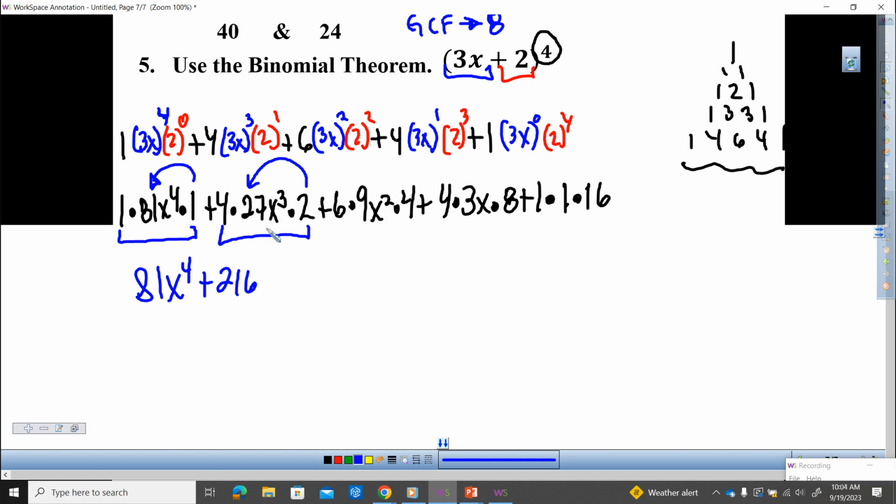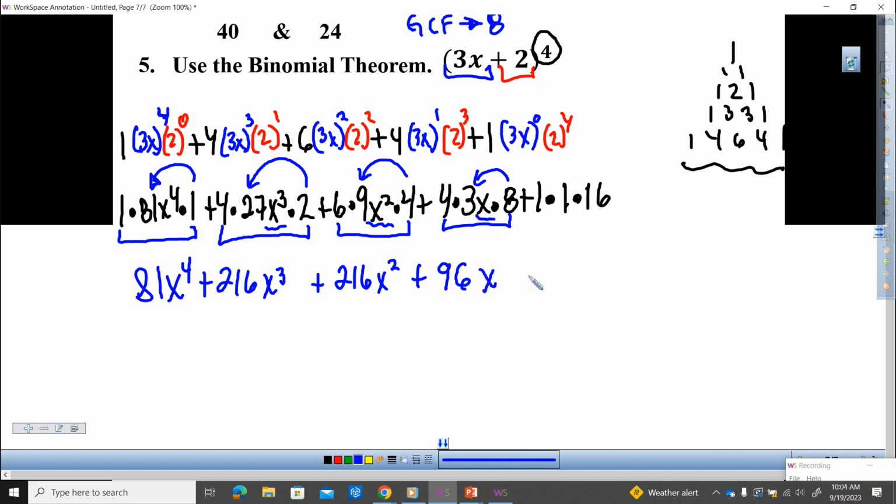$216, yeah. Bring down the x to the third, plus 6 times 4, 24, times 9, 216, x to the second, because you brought this one down, plus 4 times 8, 32 times 3, that's 96. Bring down the x. And last but not least, 1 times 1 times 16, that is 16. And if you got that by yourself, all right, we got this, yes?